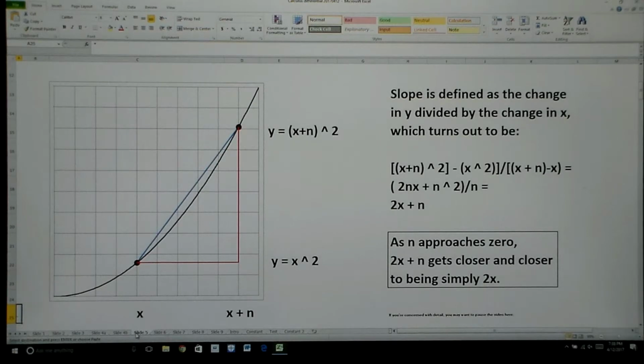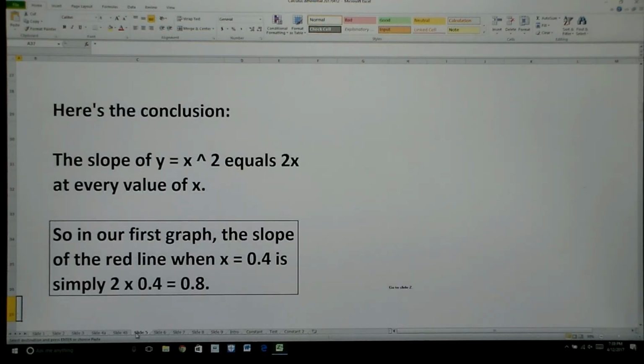If you're really concerned with the detail here, you might want to pause the video at this point and study this. But here's the point. As n approaches 0, 2x plus n gets closer and closer to being simply 2x. Here's the conclusion. The slope of y equals x squared equals 2x at every value of x.